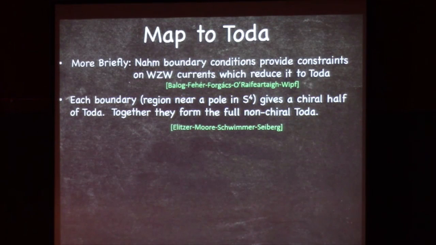Now, so far I've only discussed one boundary, a region near one pole, and it gave a chiral half of the Toda. But what about the full Toda? Well, it's known that if you have a manifold with two boundaries, and you look at Chern-Simons, then you end up with the full WZW model, as opposed to just the chiral WZW model. And our constraints are compatible with that. And so we're going to get two chiral halves, but they'll glue together nicely to make the full non-chiral Toda theory.